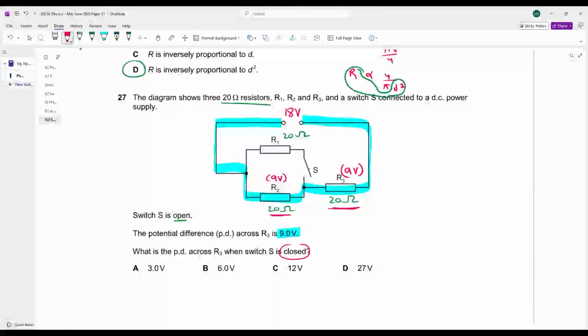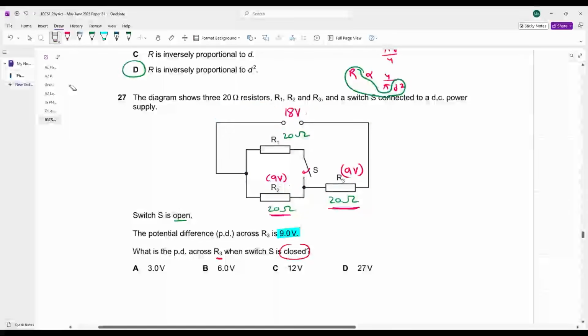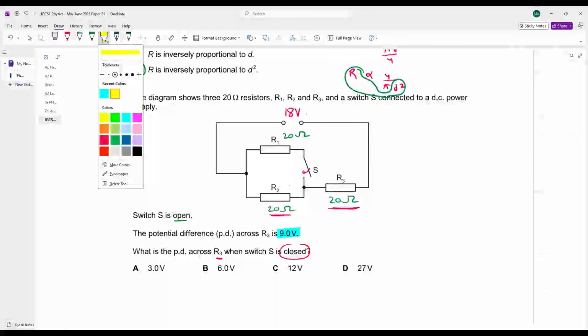Okay, you have closed switch S. What is the potential difference across R3? Now you have to calculate the potential difference across R3. How will you do that? Beta, when you closed switch S, let's erase everything. When you closed switch S, what will your circuit look like?